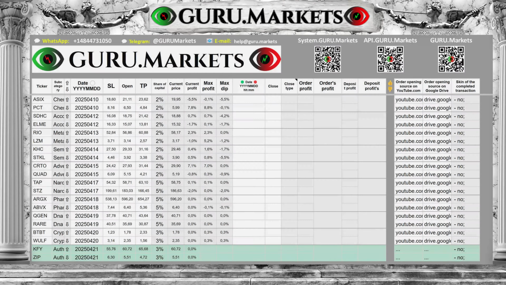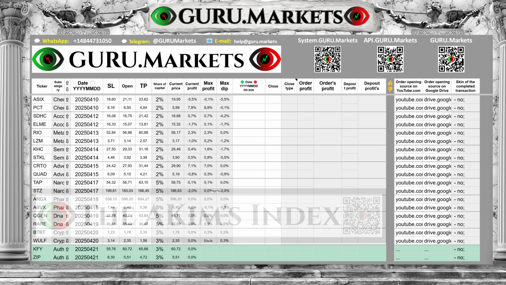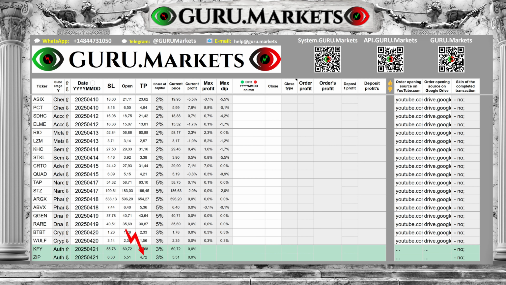As a result of the stock valuation of ZipRecruiter Inc by the information and reference system for stock valuation Guru.Markets, the following decision was made. Open a sell trade at a price of $5.51. The order is open because the company has a fairly low valuation. The organization was assessed based on the assessment method, the Akeem's index. Take profit is set at 4.72. Stop loss is set at 6.3.